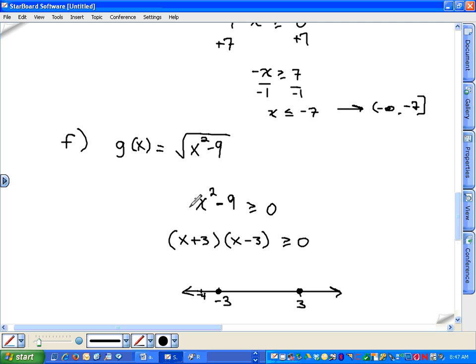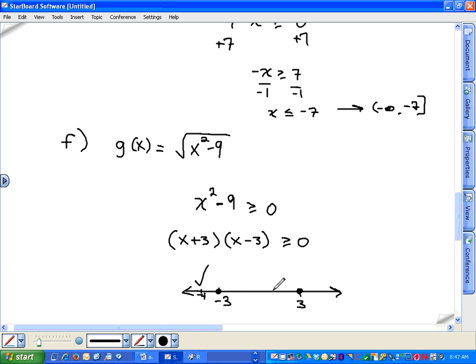What's -4 squared? And 16 minus 9? Is that greater than or equal to 0? So what does that mean about -4? It's one of the solutions, right? Because it worked, it satisfied the inequality.